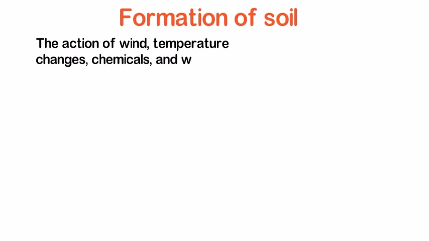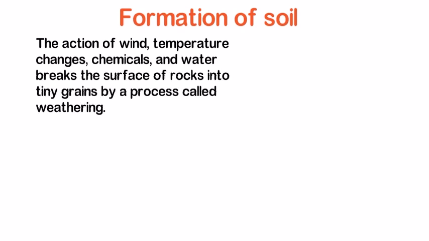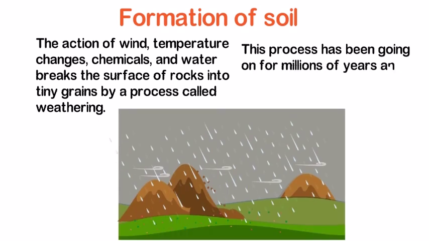Formation of soil. The action of wind, temperature changes, chemicals, and water breaks the surface of rocks into tiny grains by a process called weathering. This process has been going on for millions of years, and soil is continuously being formed.